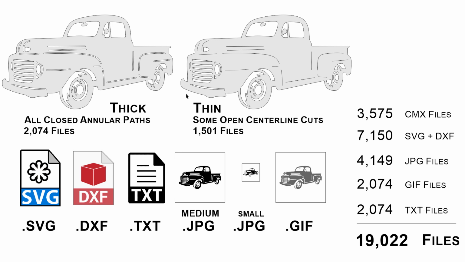And some of them have more than one final version with thick and thin line styles. So there's 3575 vector files for 2074 individual designs. And for each vector file there is an SVG file and a DXF file. And for each design there is a text file, a medium and small JPEG, and a GIF file, for a total of 19,022 files to cover the 2074 truck designs.